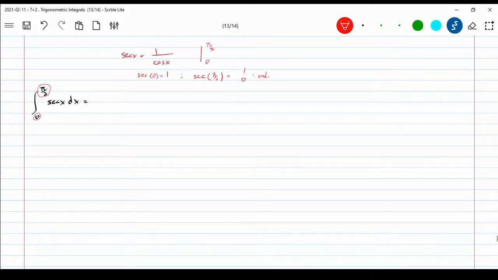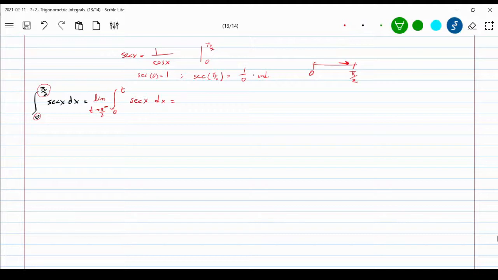So what I'm going to do is evaluate this integral in the form of 0 to t, limit t approaching pi half. But if the interval is from 0 to pi half, how are we going to approach pi half? We're going to approach pi half from the left-hand side. And secant x dx.